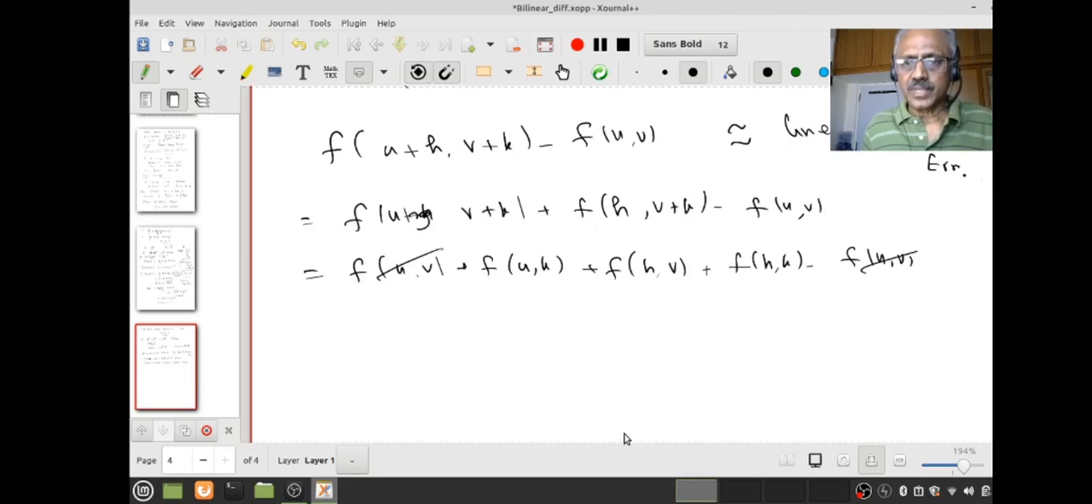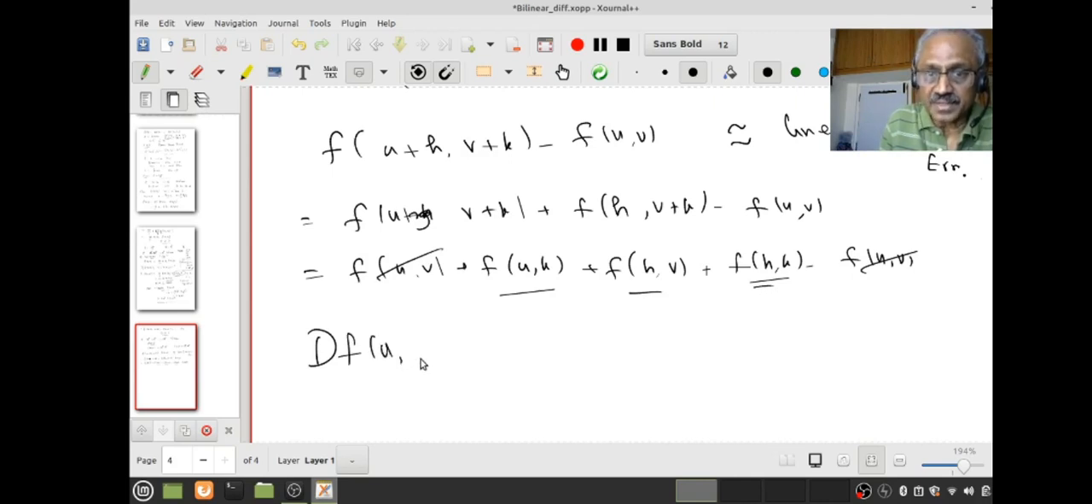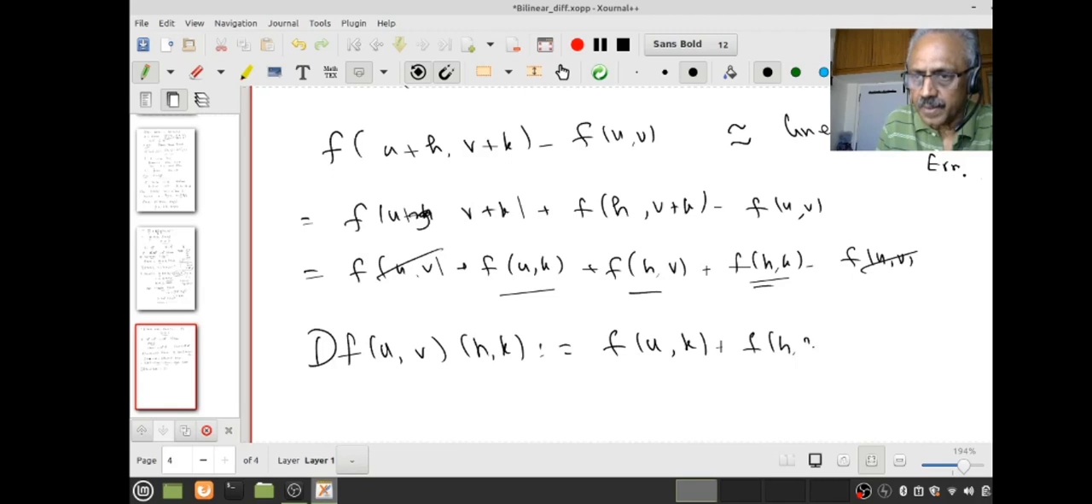Now what is our trick? Our trick is to find terms which are linear in the increment in the independent variable. So what are they? Only these two things, and this is second order. You see that? Therefore I want to define the derivative, this is a candidate, we do not know whether it will work, to be f of uk plus f of hv. You understand? So this is linear, one can check.